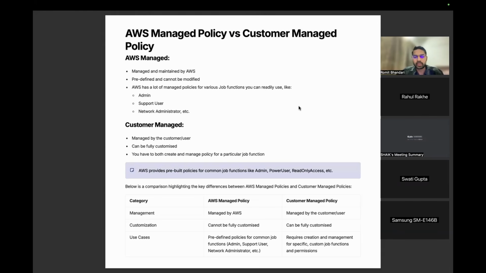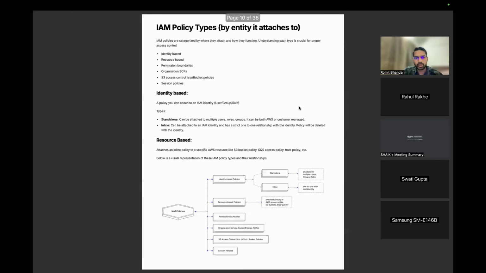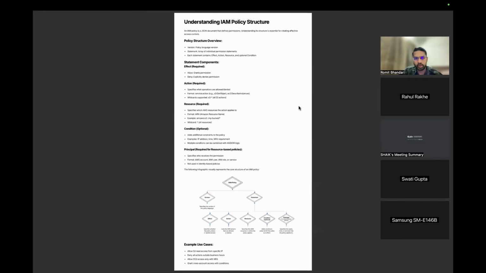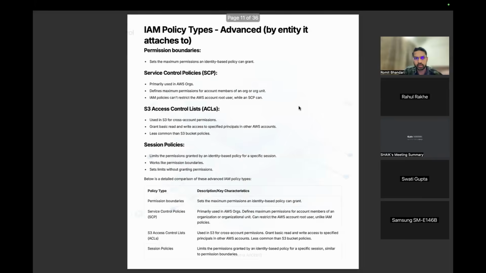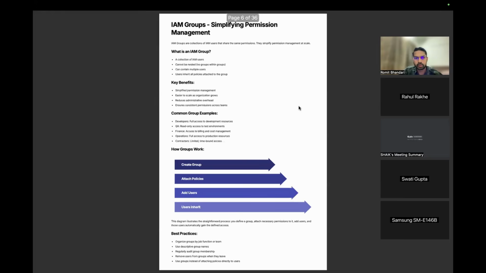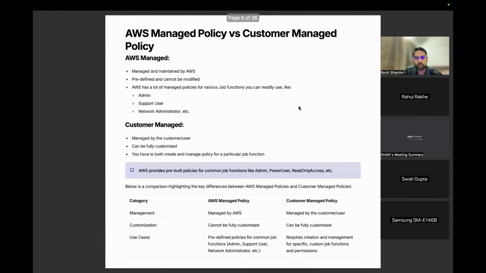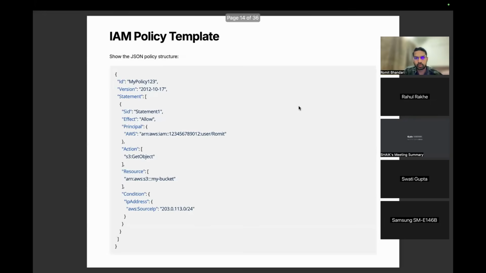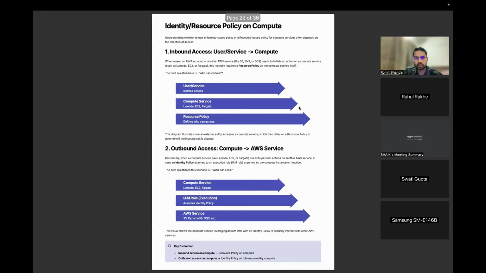Let's quickly look at, as I mentioned, different policies could be there. Just let me quickly check what is the order in which things are coming up. Okay, which is fine. Users, groups, examples, which is fine. Yes, standalone policy. Okay, great.